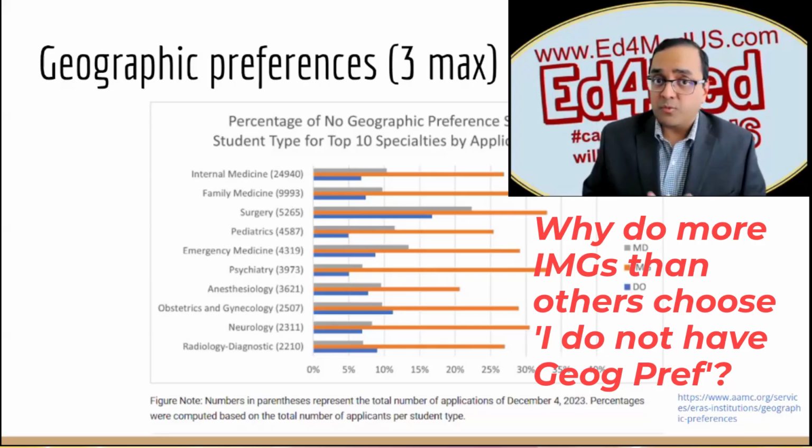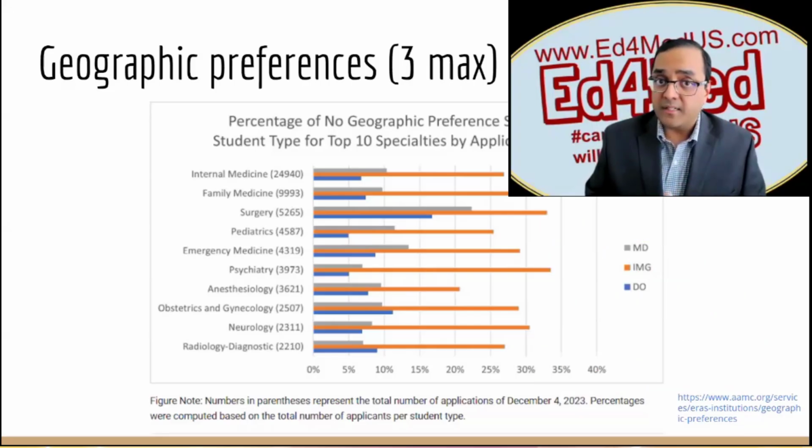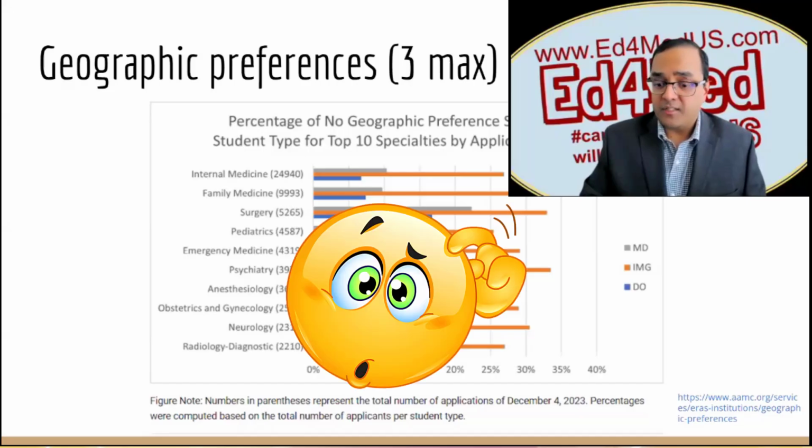But working with some residency applicants, what I've been hearing is IMGs are afraid that they might offend a program that's outside the geographic preference. What does that mean? Say someone chooses Northeast as their preferred geographic region. If you apply to a program in Texas, some of these residency applicants feel they may offend the Texas program because that's outside the geographic preference. So that's what generates confusion, and that's what I've been hearing.